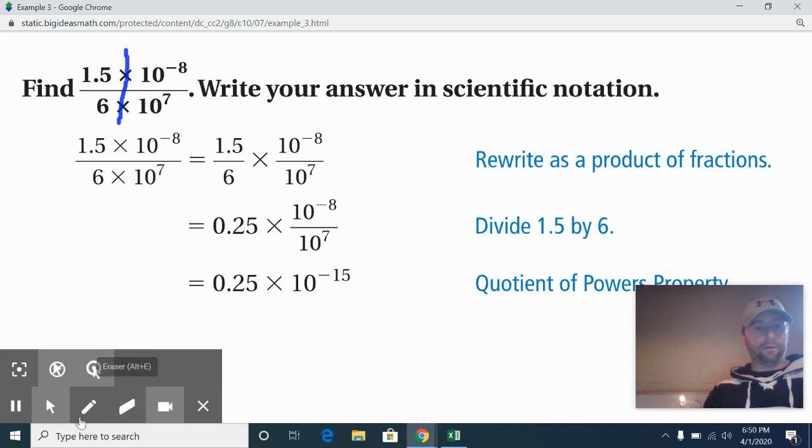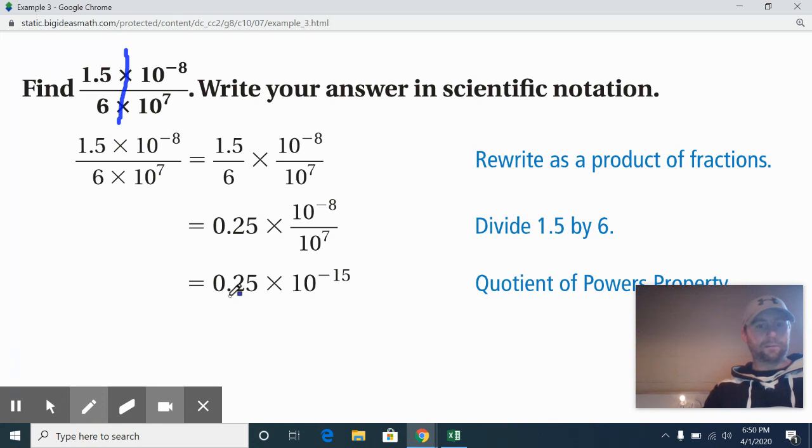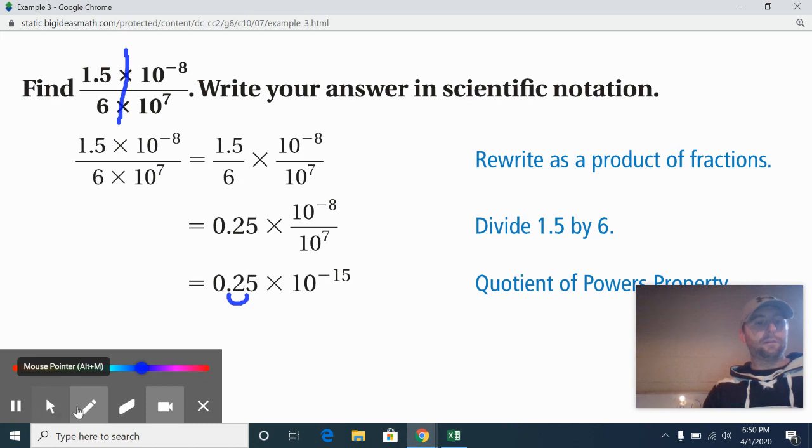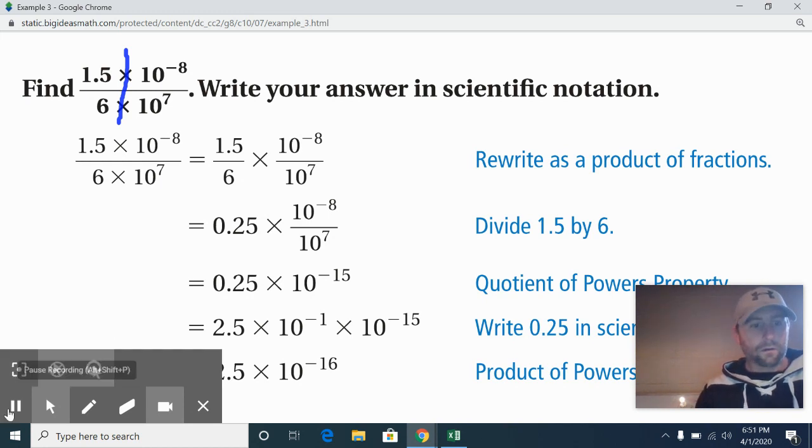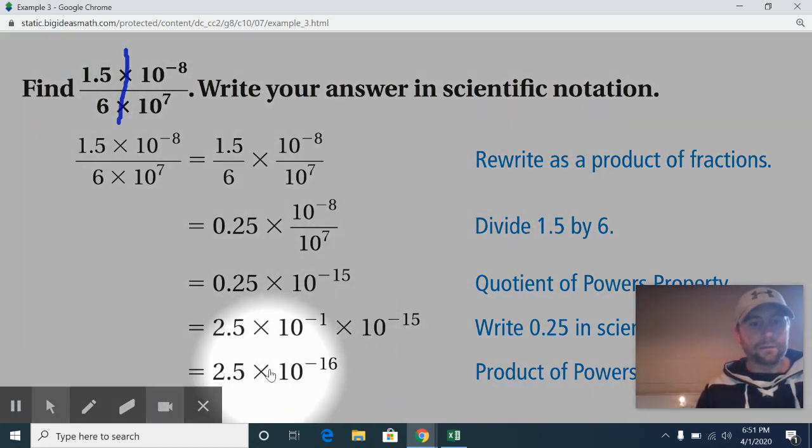Okay, now let's take a look at this one. Problem is, this number is less than 1, right? So I have to take my decimal and move it 1 to the right this time. I told you guys that the rule for that is to subtract. When we move to the right, we subtract. Okay, so we're going to subtract 1 from negative 15. That's going to give us our final answer of 2.5 times 10 to the negative 16th power. Okay, so final answer is here.